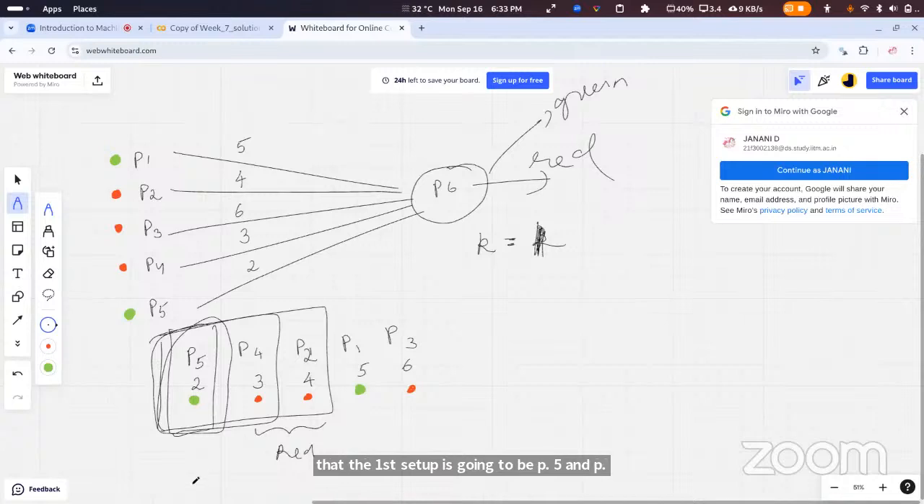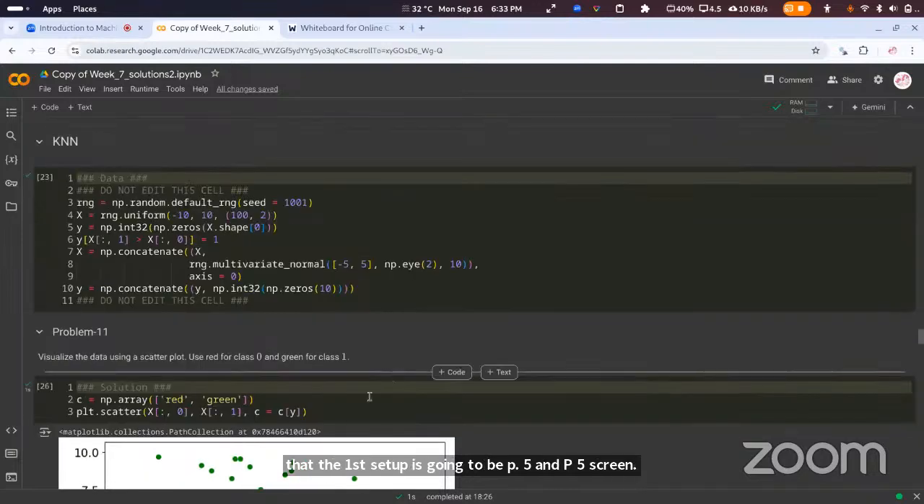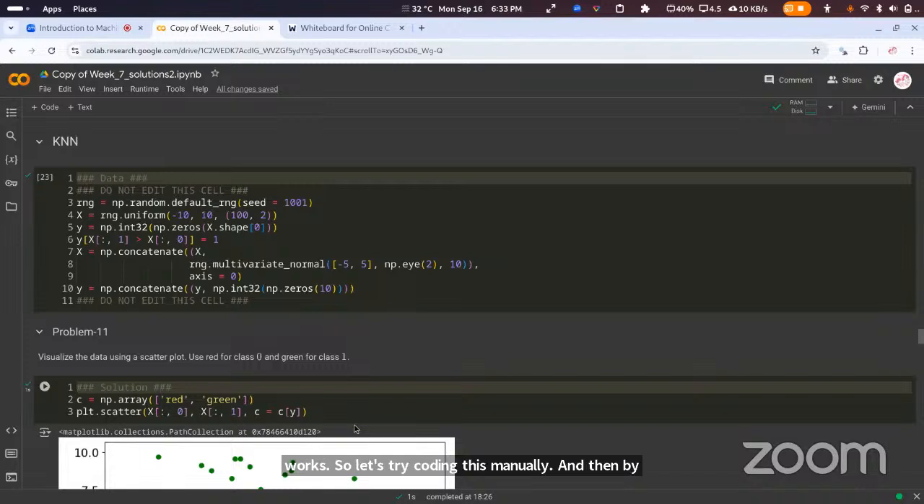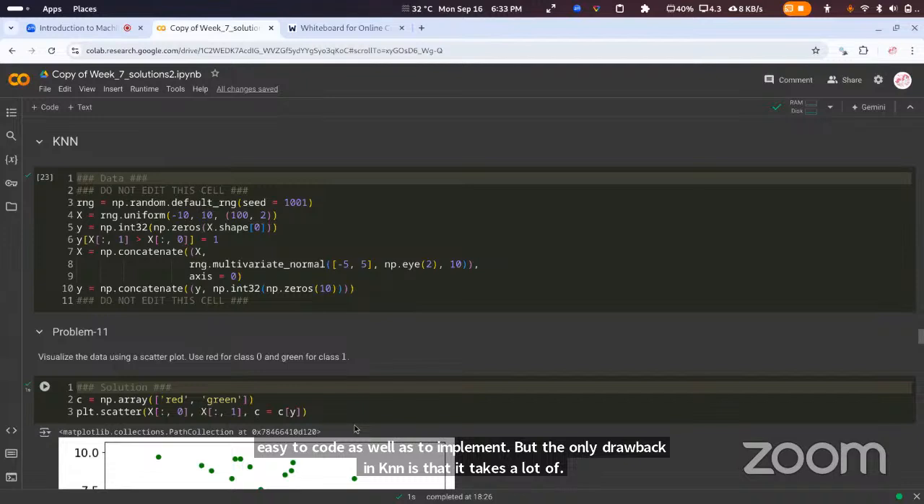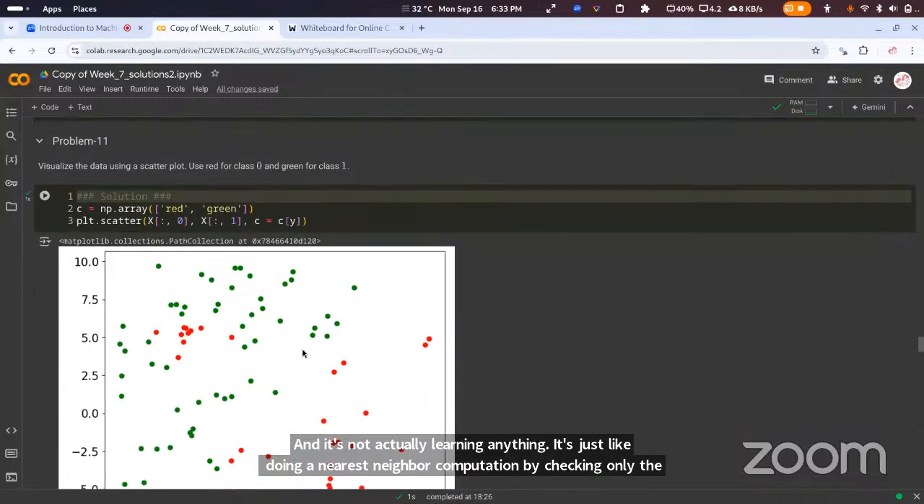So let's try coding this manually and then by using scikit-learn. This is a very easy algorithm. It's very easy to code as well as to implement. But the only drawback in KNN is that it takes a lot of time, and it's not actually learning anything. It's just doing a nearest neighbor computation by checking only the data points near to it. And so let's see how KNN works.